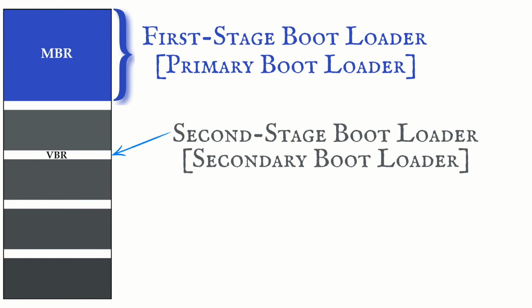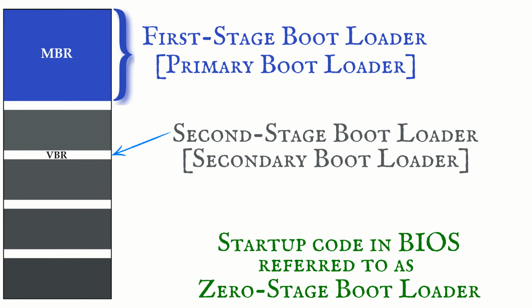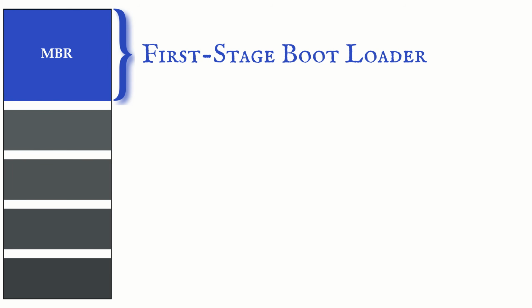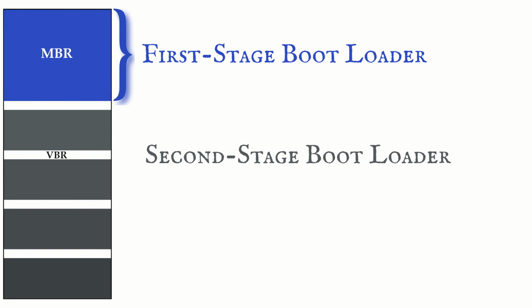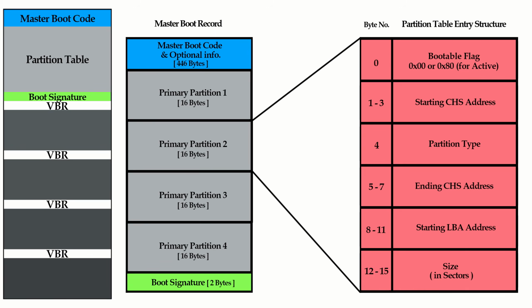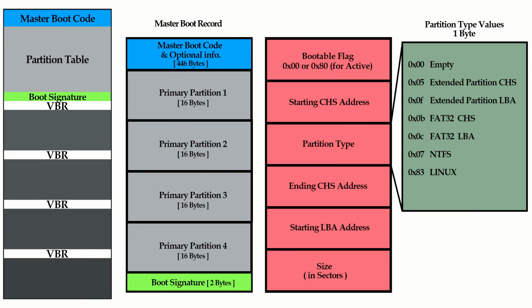The code in the MBR is called the first stage bootloader or primary bootloader. The startup routines in the BIOS is sometimes referred to as zero-stage bootloader. The main task of the first stage bootloader, other than performing some basic minimum initializations, is to load the second stage bootloader. After the second stage bootloader is loaded into RAM, control is transferred to it. The second stage bootloader then loads the operating system. The partition table is used by the BIOS and the operating system, and has information like the location and size of the partitions on the disk.